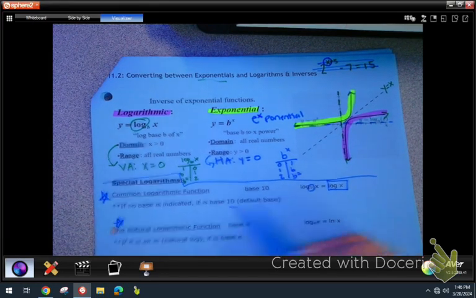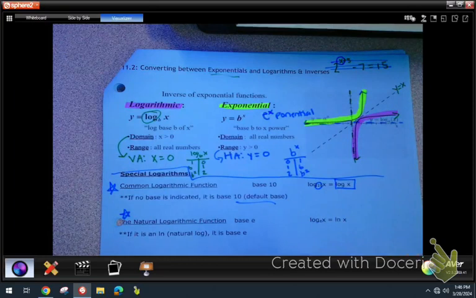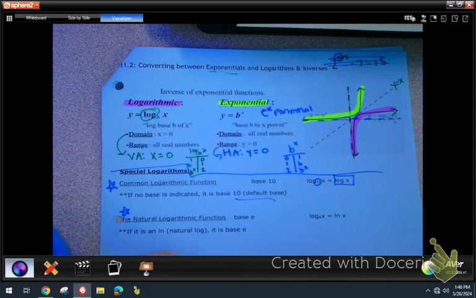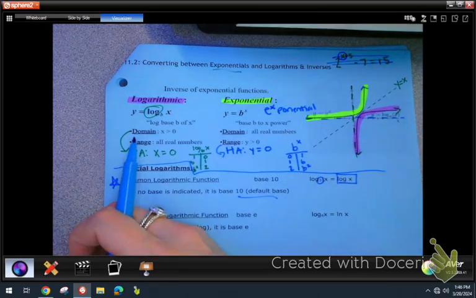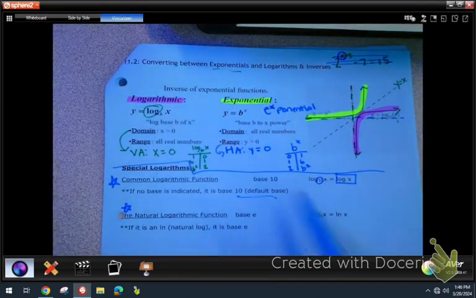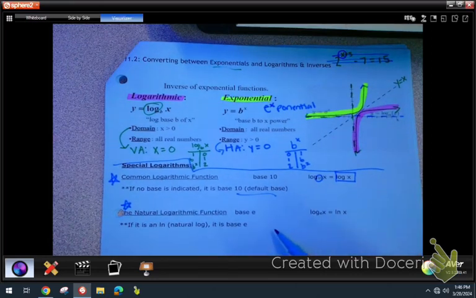It's your default base. As far as in the calculator, we're not going to use calculators for a while, but there is a log button, and that is log base 10. There's a way to actually type it and change the number, but y'all will go over that when I'm gone. And then the other one is the natural log function, which is base e.